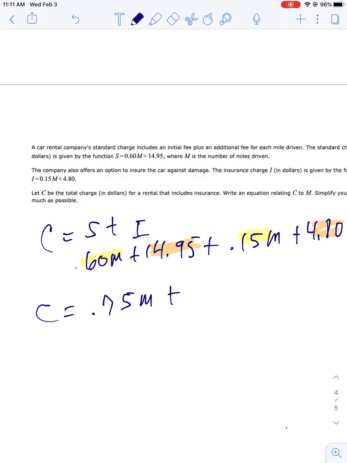Well, let me see. 0 plus 5 is 5. 8 plus 9 is 17. Carry the 1. 15 plus 4 is 19. So the total charge to rent the car is you're going to pay 75 cents per mile plus an initial fee of $19.75. Now, MT4 LT1 should be open for you to redo.